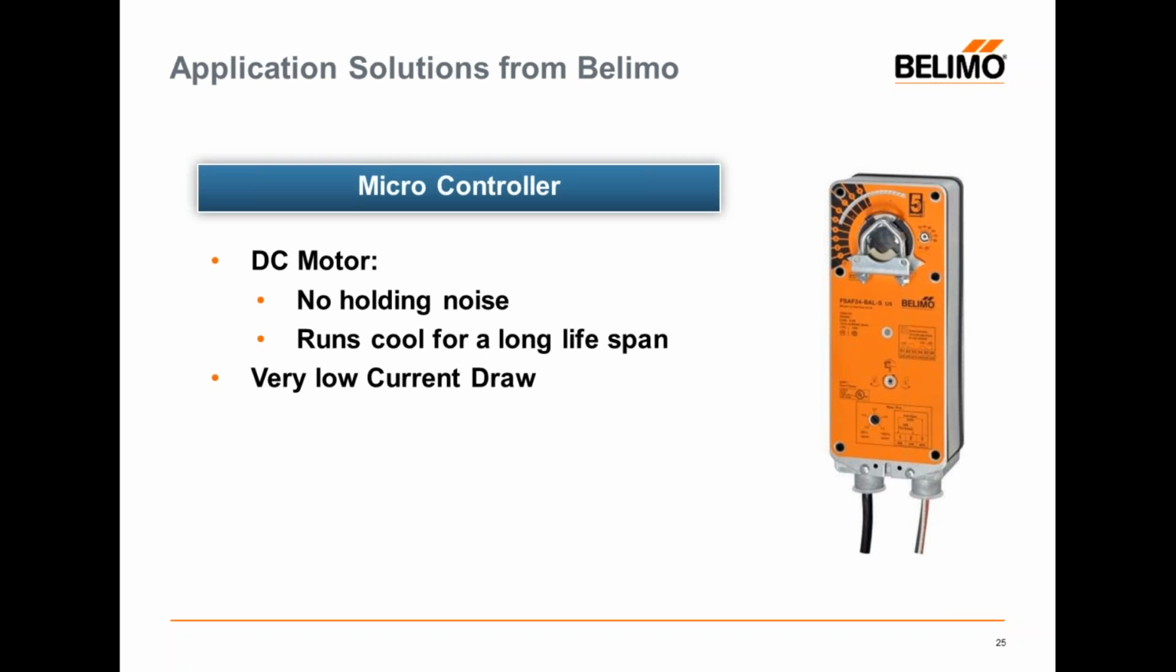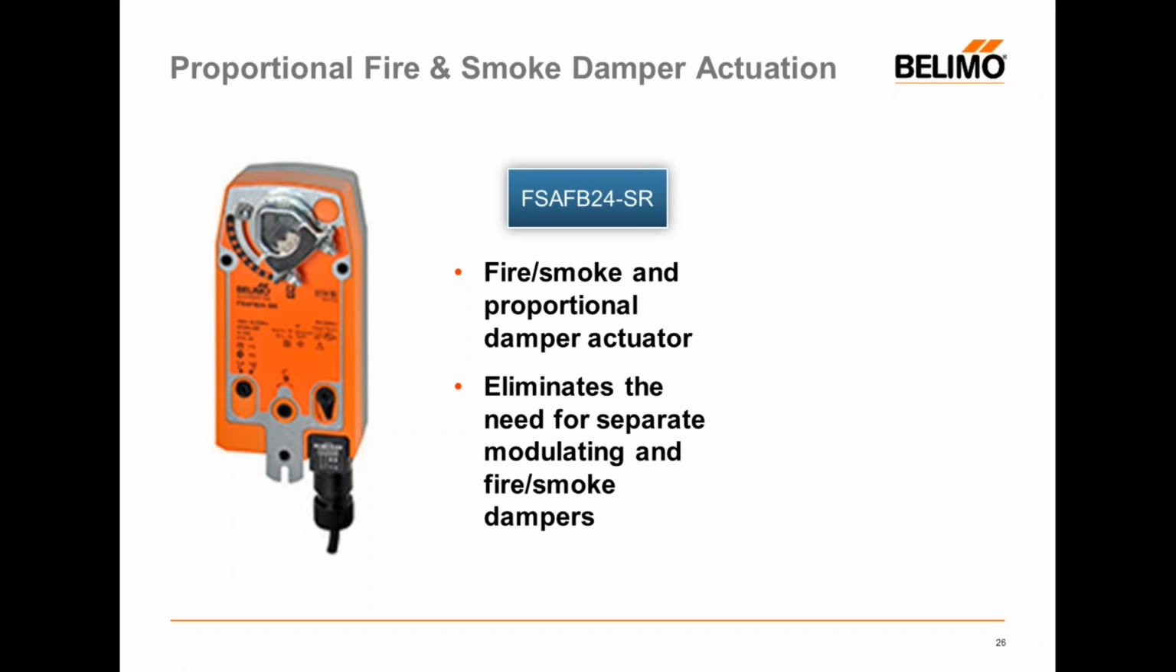So Belimo simply makes fire smoke damper actuators. We sell our damper actuator product to OEM damper manufacturers, and we also sell them individually to contractors for installation and replacement purposes. They all have DC motors, low holding noise, very cool running motor at a very low current draw, so this makes our installation and our circuit sizing very favorable when we're doing new construction.